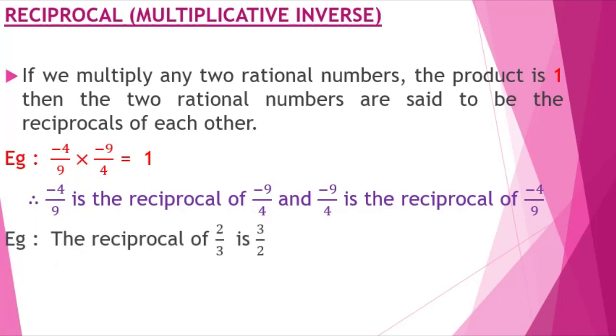The reciprocal of 2 by 3 is 3 upon 2. Similarly, the reciprocal of minus 4 upon 5 is minus 5 upon 4. That means to write the reciprocal, we are not changing the sign. We are just interchanging the numerator and denominator only. The sign will remain the same.